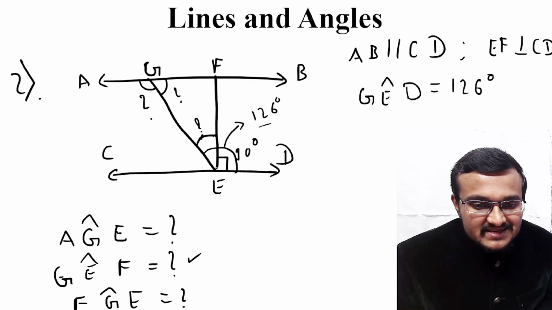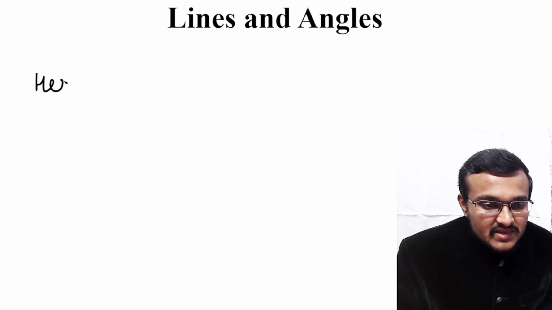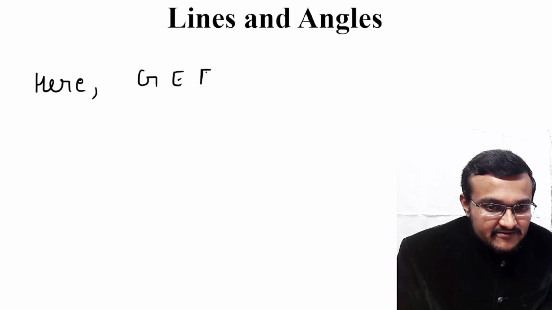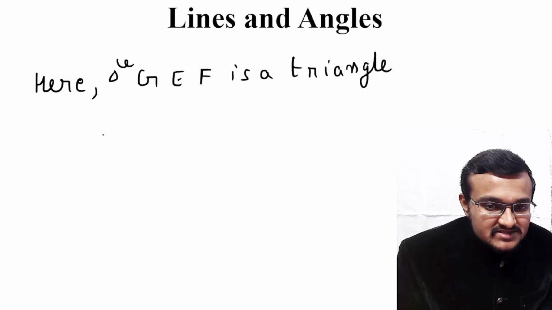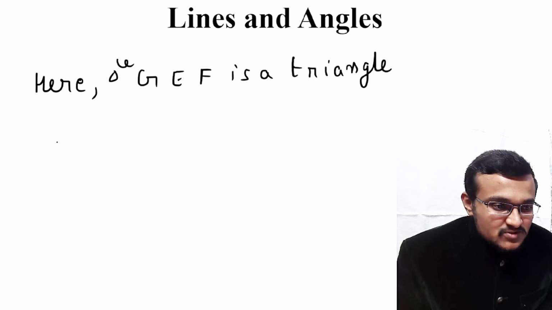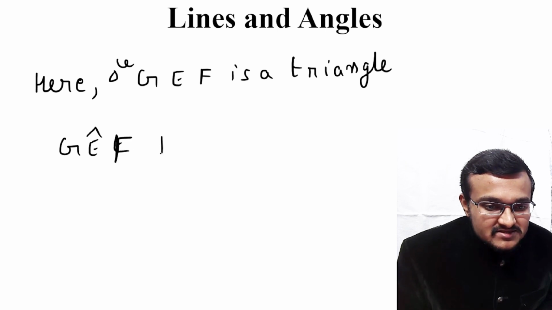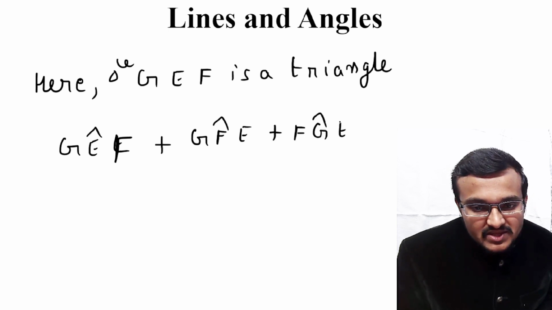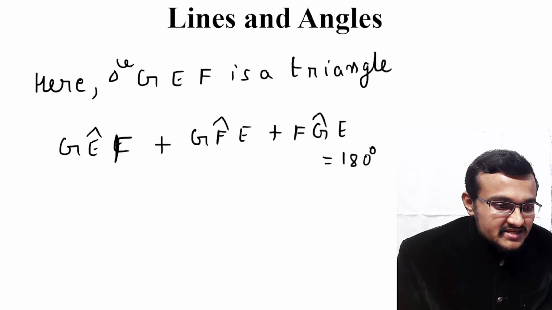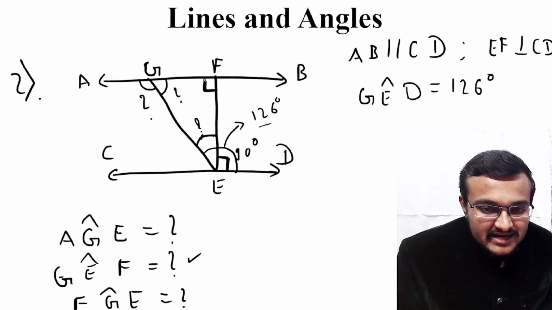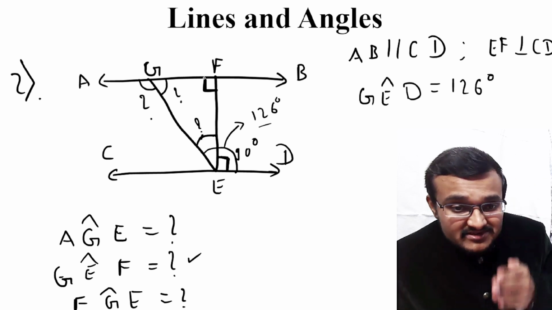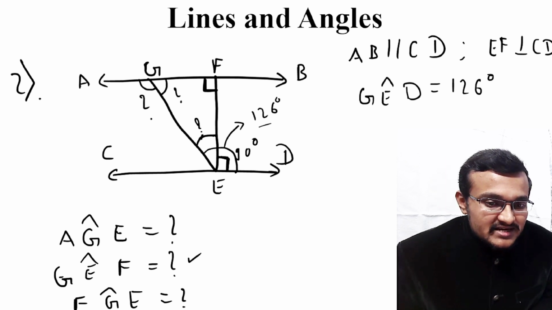Now here you can clearly see GEF acts as a triangle, and the sum of interior angles of a triangle is always equal to 180 degrees. So here GEF is a triangle, and in this triangle we have three interior angles. One is GEF plus GFE plus FGE. So the sum of all these three should be equal to 180 degrees. Here GEF we have found out is 36 degrees, and in this image if this acts as 90 degrees, then this will also be equal to 90 degrees, because FE acts as the transversal for AB and CD, so these two act as alternate angles.